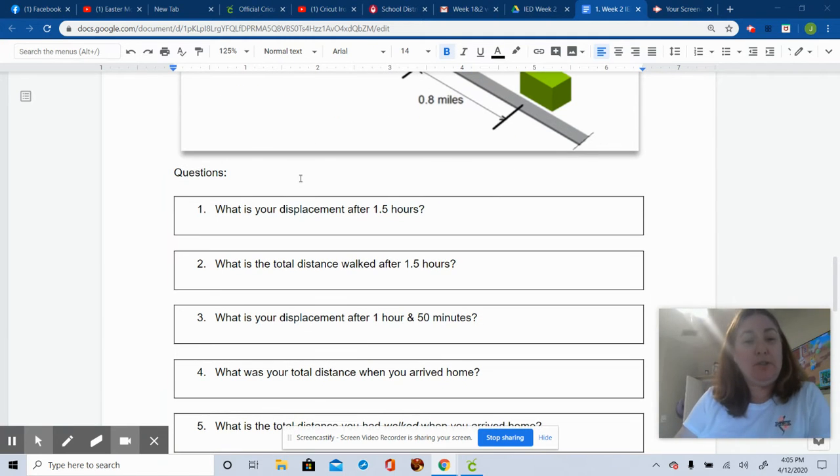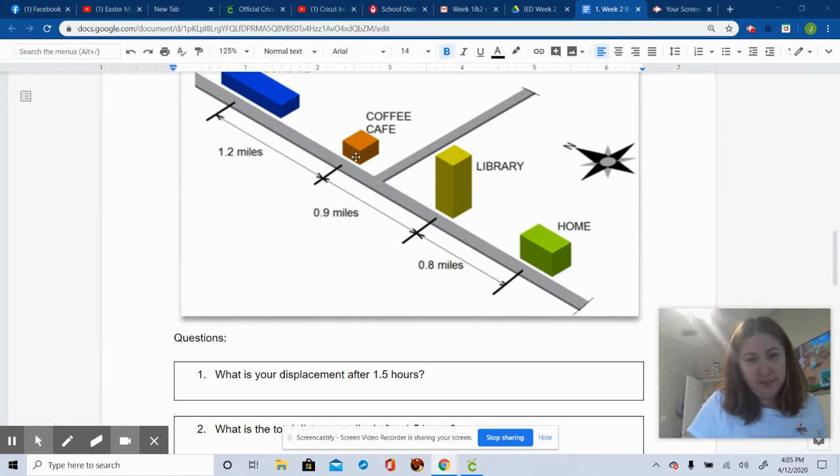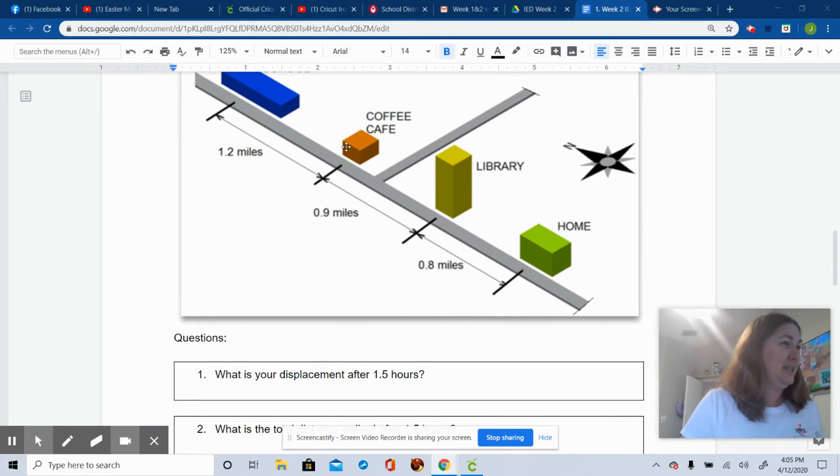Number 3 says, what's your displacement after an hour and 15 minutes? So instead of an hour and 30, we have another 20 minutes there. So we know that we were in the cafe, the coffee shop, at an hour and a half, right? But we also sat there reading. So your answer doesn't change here. This is number 3. Let's see. 1.2 miles after an hour.